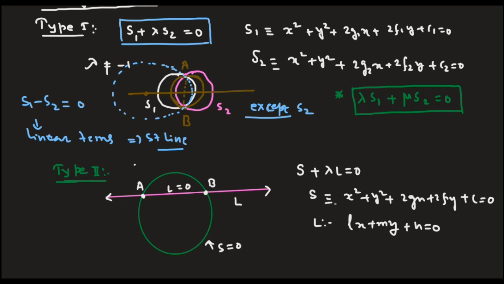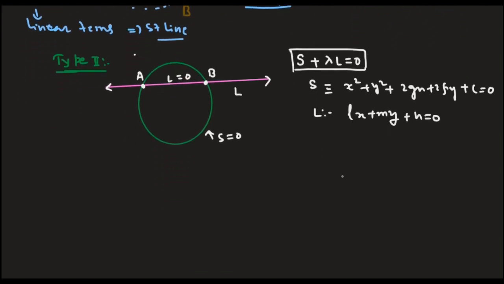So if you have these two, they will intersect at certain points A and B. So we can find the infinite family of circles which pass through A and B, and their equation will be represented by S plus lambda L equal to 0. And the converse is also true. If any equation has the form S plus lambda L equal to 0, then you can say that it passes through the point of intersection of the circle S equal to 0 and L equal to 0.